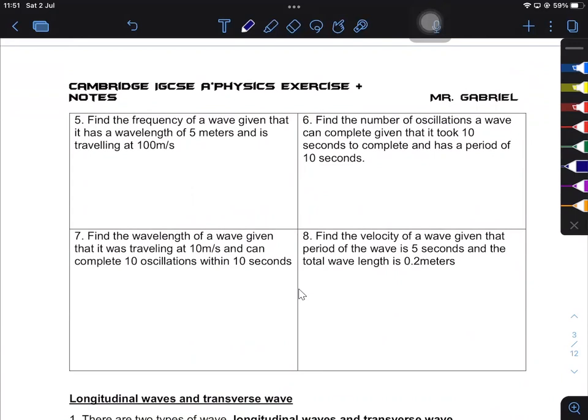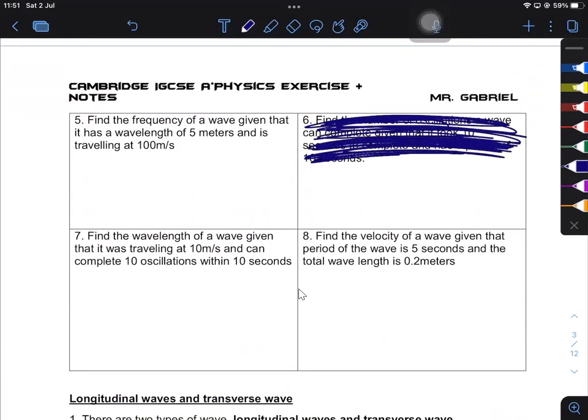Oh, by the way, if you're looking at question 6 and it doesn't make sense, just ignore it. I also don't know what I'm typing. Just ignore question 6 for those who are stuck there. I don't know what I'm typing, honestly.